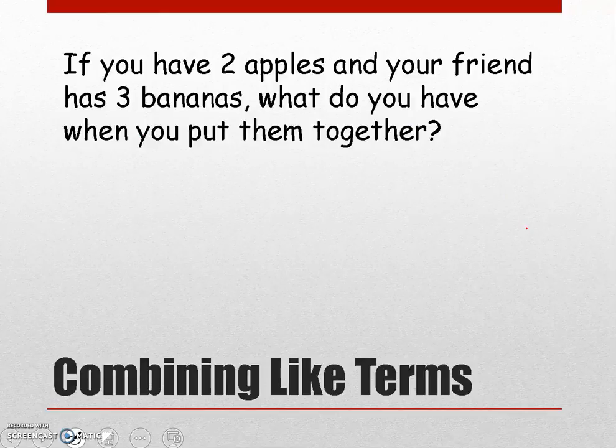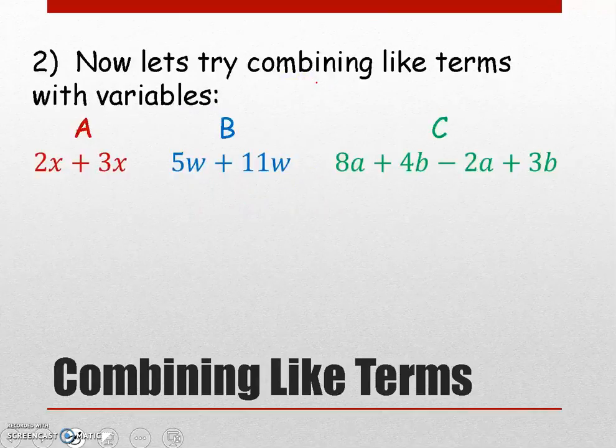Suppose you have 2 apples and your friend has 3 bananas, and you put them together. What do you have? Well, you still have 2 apples and 3 bananas. You can say you have 5 fruits because that's what they have in common. They're both fruits. But you can't say you have 5 of anything unless you put down what the bananas and the apples have in common. This relates to what we're going to be talking about in algebra when we have what we call like terms.